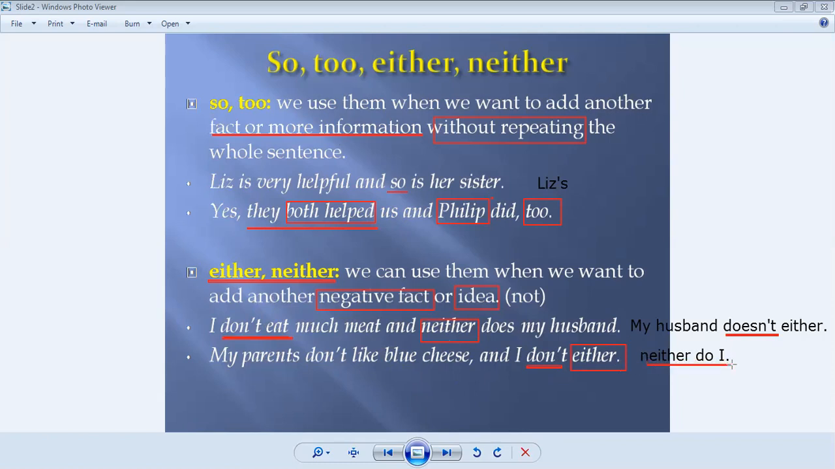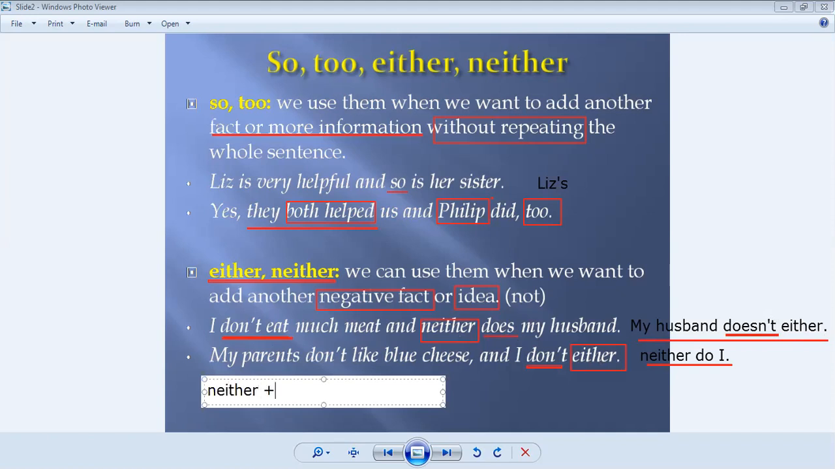So these are the options for how we can use them. If you're going to use a negative in the first sentence, you're going to use either. But if your sentence is positive, you're going to use neither. So neither goes with a positive sentence, but if you're going to use either, your sentence should be negative. That's how it is. Okay, so let's move on. Next one.